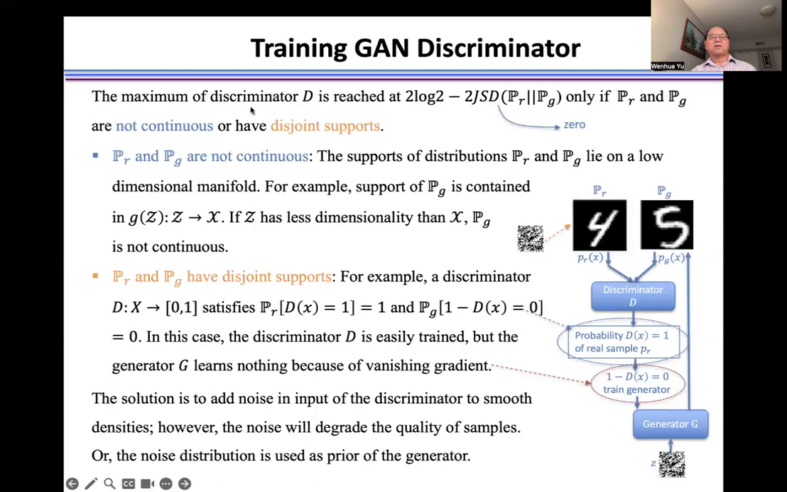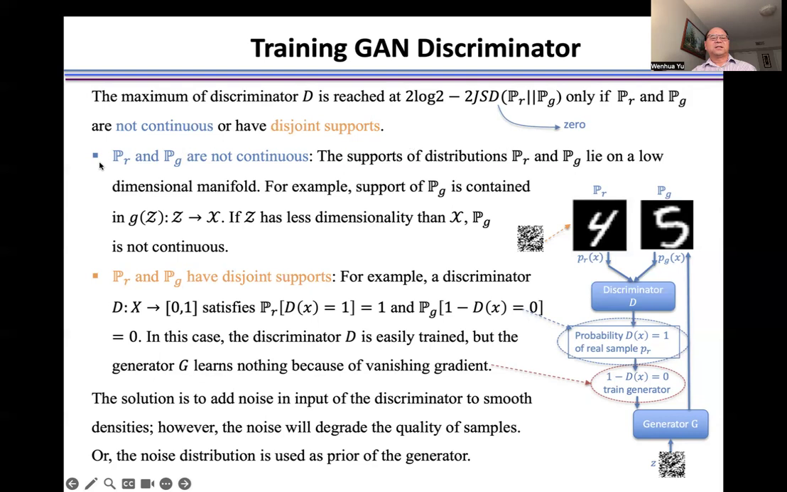The maximum of discriminator D is reached at 2 times log 2 minus 2 JS-Divergence, only if PR and PG are not continuous or have a disjoint support. In this case, JS-Divergence is 0, so the generator cannot learn anything.